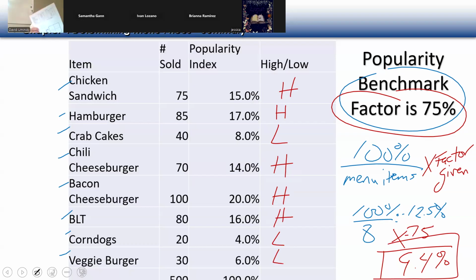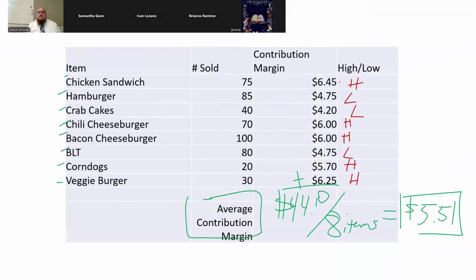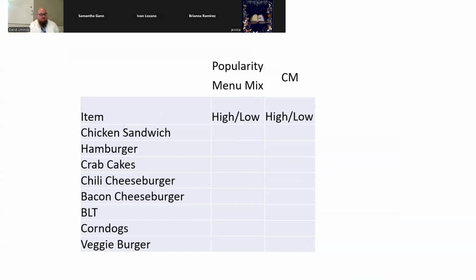So right here on the bottom of this chart on the back side, you're going to put 9.4 in this bottom box right here. That's our average popularity benchmark. And then the $5.51 is our average contribution margin. So now let's put it all together. And then our contribution margin, high, low, high, high.